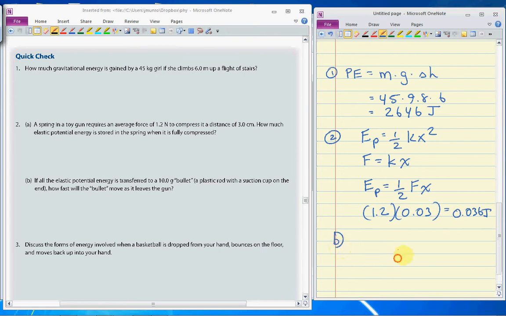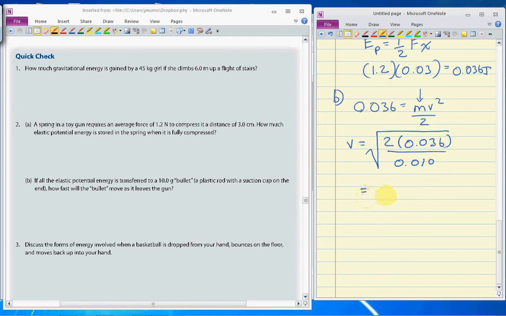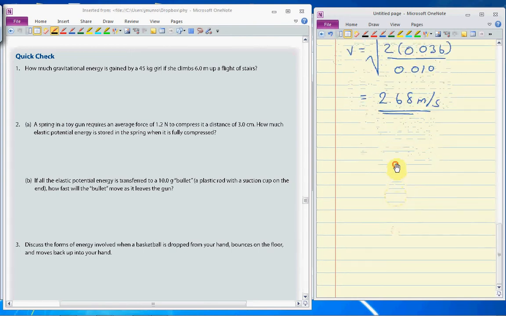For part B, it wants to know how this is going to be changed into kinetic energy. Well, if I know the potential energy is 0.036, and I know it's going to be changed into kinetic energy, mv squared over 2, I know all the information I need. I know this mass is 10 grams, so by rearrangement, V is equal to the square root of 2 times 0.036 divided by the mass of 0.010 in kilograms. This gives me 2.68 meters per second. Pretty slow.